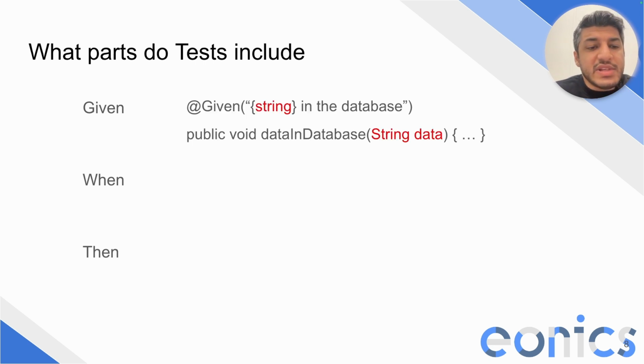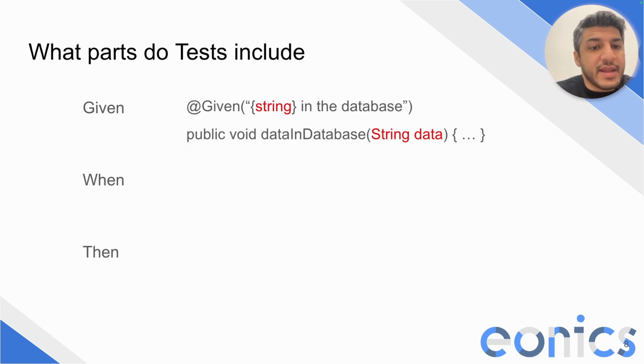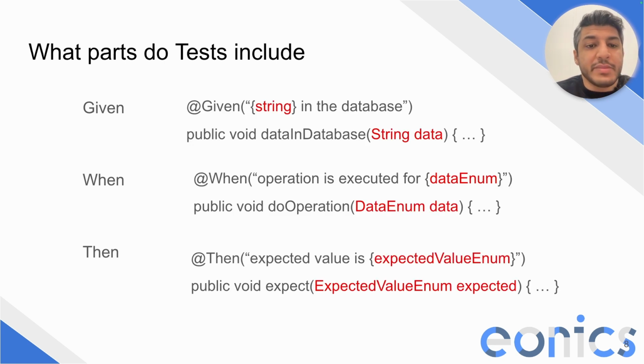So as we saw, the parts that the test include are given, when, and then. But how do we implement it? As I said, there's a translation between the sentences in test code. This is how the translation works in Cucumber tests specifically, and Cucumber is normally used with Java.